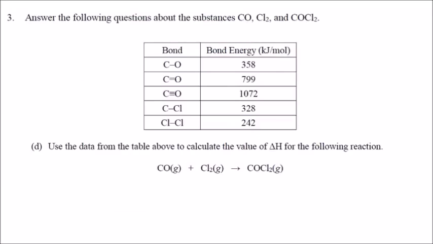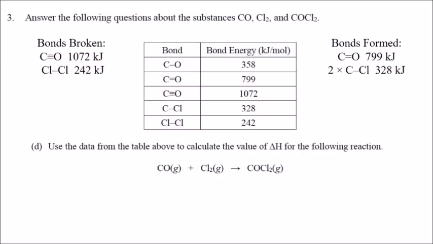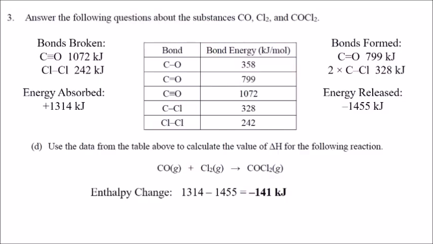In part D, we're going to do bonds broken minus bonds formed to figure out the delta H for this reaction. So what bonds are we breaking? Well, we're breaking the carbon-oxygen triple bond and the chlorine single bond. As for the bonds we're forming, it's going to be a carbon-oxygen double bond and 2 carbon-chlorine single bonds. So the total amount of energy absorbed is 1,314 kilojoules. Energy released in forming the bonds is 1,455. Therefore, the delta H for this reaction would be negative 141 kilojoules.